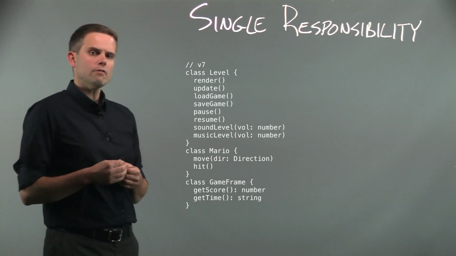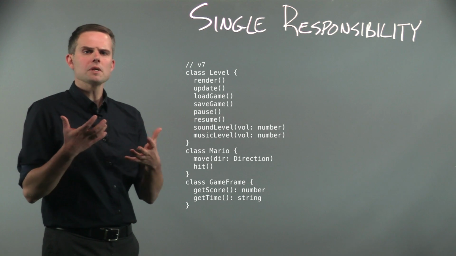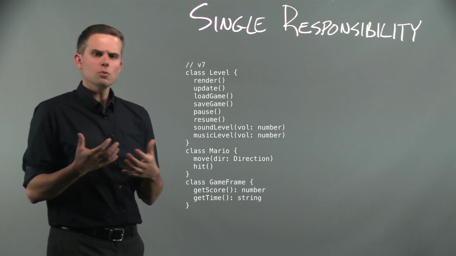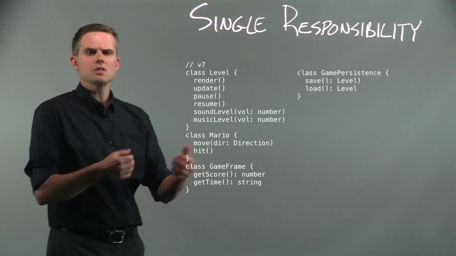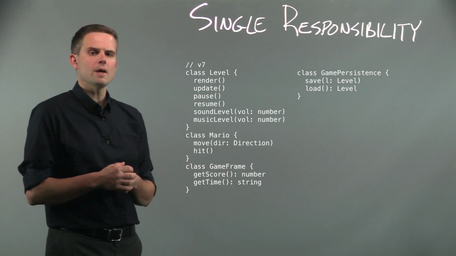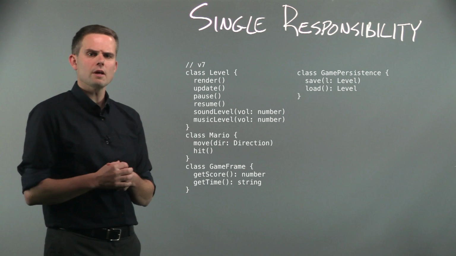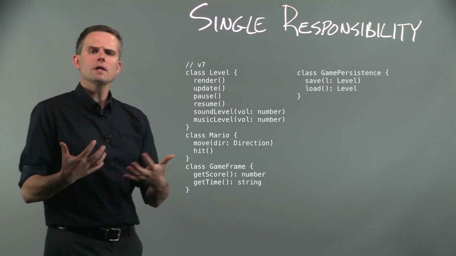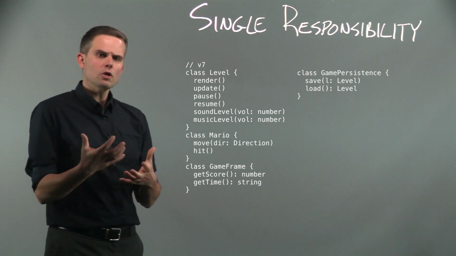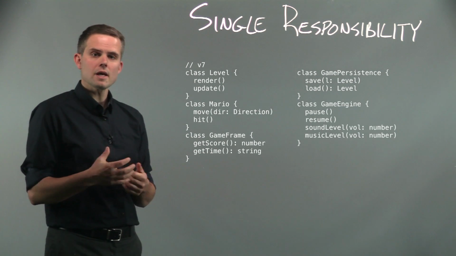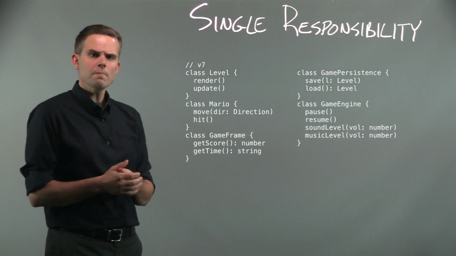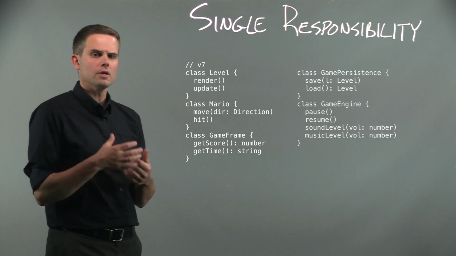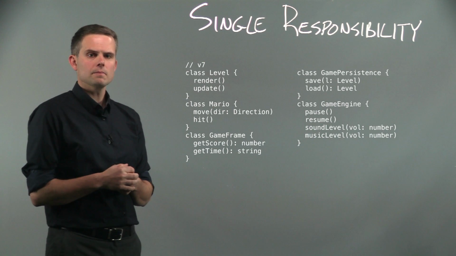So taking a look at Level again, we can see there are features around game saving and loading, and those sound like they're the same type of feature. So we can create a new class called Game Persistence, which just has a save and a load method. And that helps us to pull them out of Level as well. And finally, we have things that are really related to gameplay itself. So here we can create a game engine class that has pause and resume, and sound level and music level. So we can change those dynamic game properties in the game engine class.